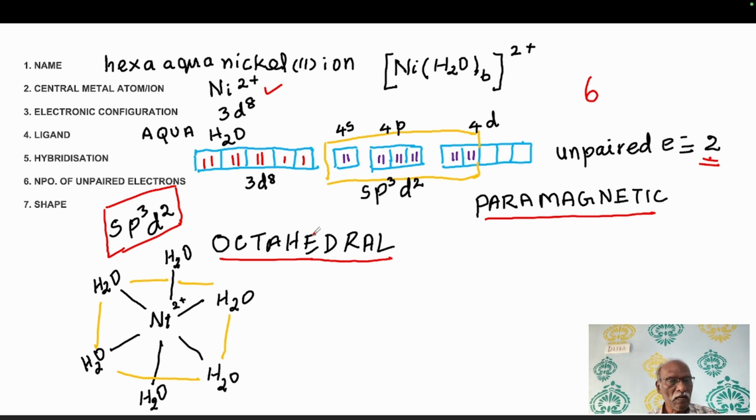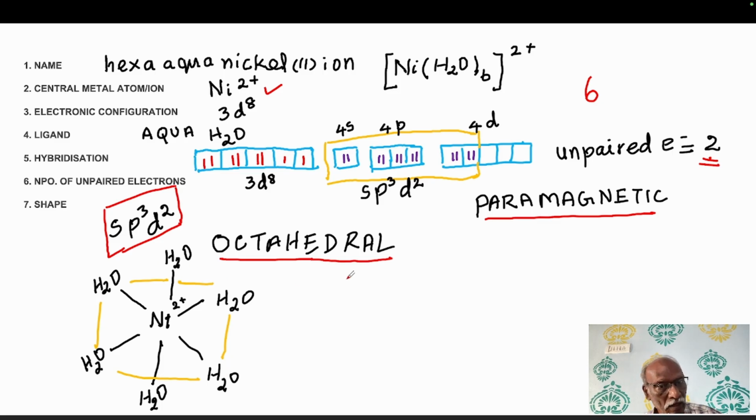Here we use the word octa. Octa means 8. In a regular octahedron, 6 corners are there, 8 faces are there. That's why we call it octahedral. All these 6 corners are occupied by 6 ligands, say water. At the center nickel is there. One corner occupied by one water molecule, another water molecule, water molecule, water molecule. This giving rise to regular octahedral structure.